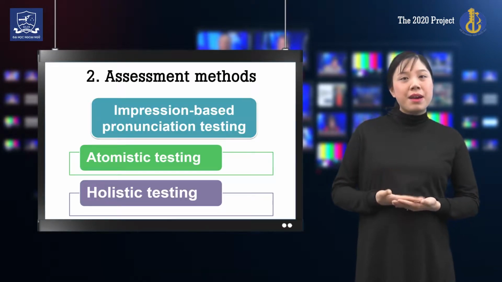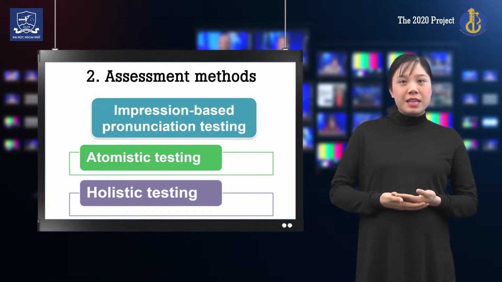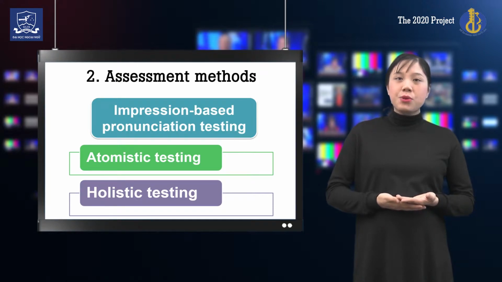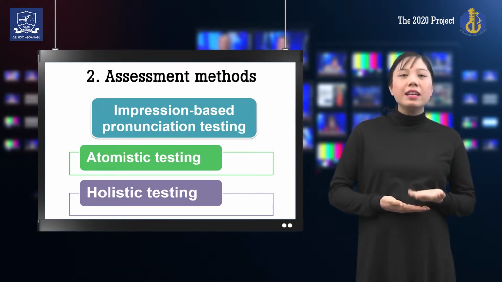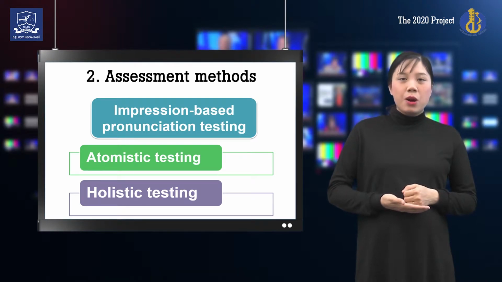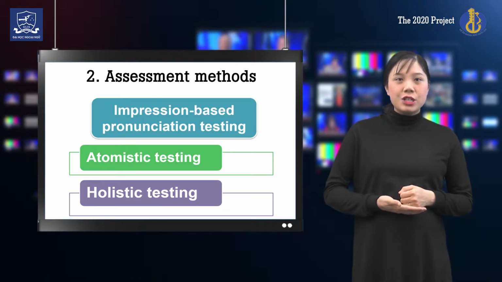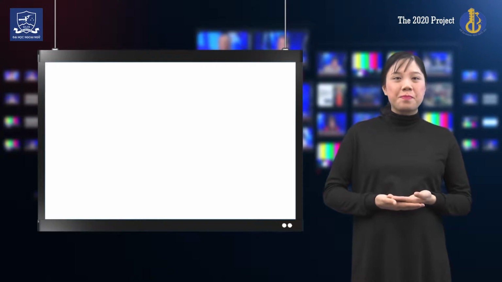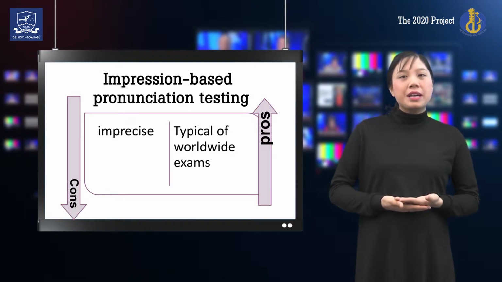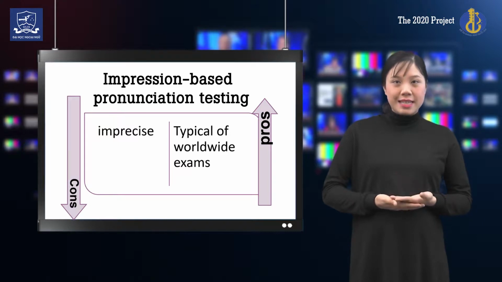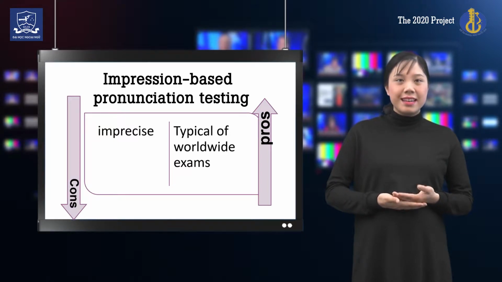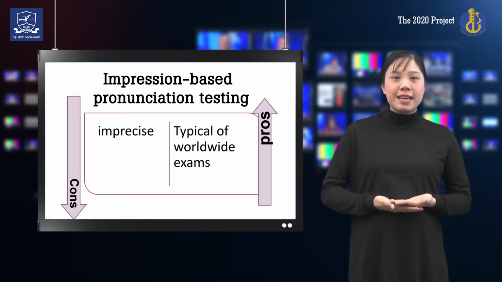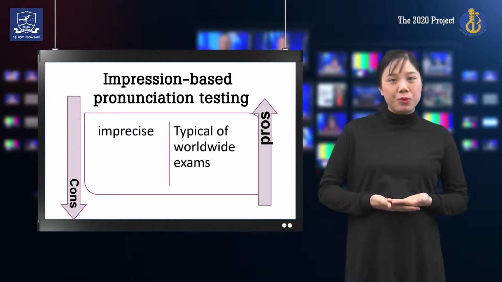2. Assessment method. Depending on the aims of our assessment, two approaches to testing pronunciation are going to be described: atomistic and holistic. Before dealing with these, we look at the most common concept of pronunciation testing, namely impression-based pronunciation testing. Taking into account our school environment, teaching, and technical conditions in our classes, testing based on the teacher's impression rather than using any objective scientific method is inevitable.